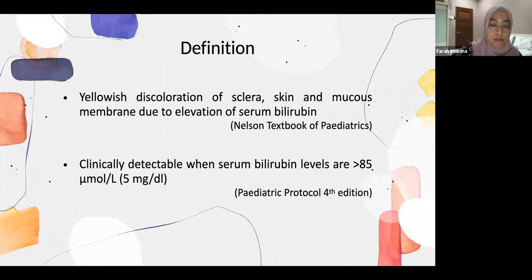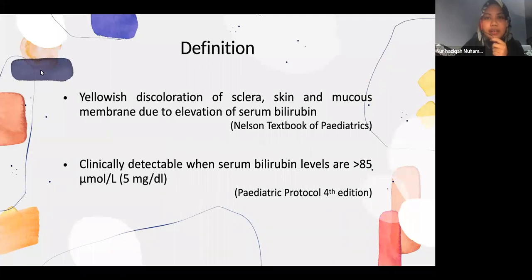So from the definition, we know that jaundice means yellowish discoloration of the sclera, skin, and mucous membrane due to increase in the serum bilirubin. But from its protocol, it mentioned that it is when the serum bilirubin is clinically detected at more than 85 micromole per liter or more than 5 milligram per deciliter.